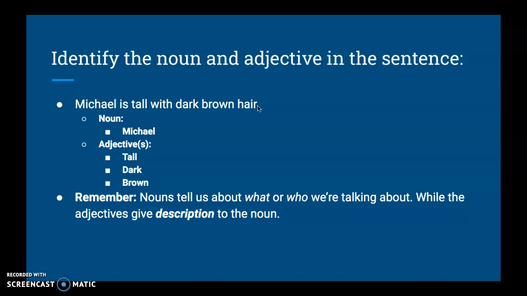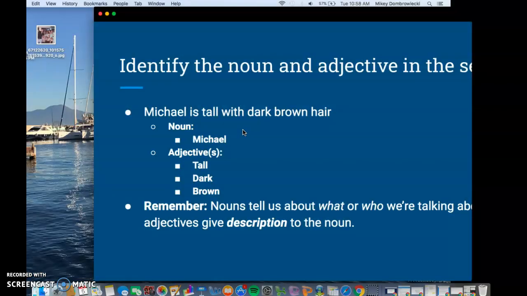So now you're going to have 2 worksheets for homework on this. Pretty simple, but always look back at this as a helpful guideline when dealing with nouns.